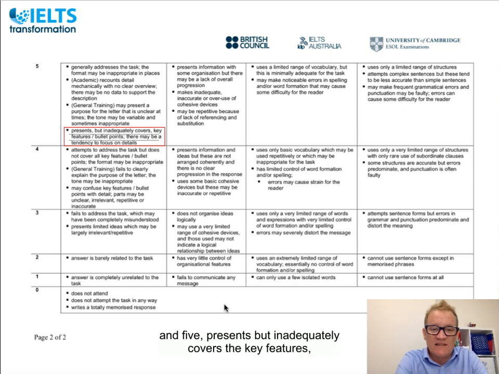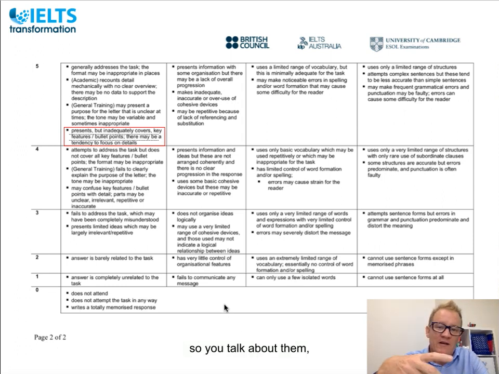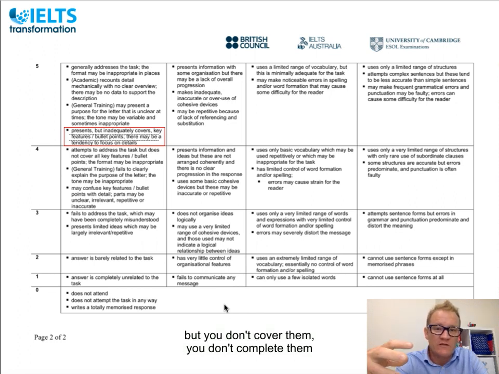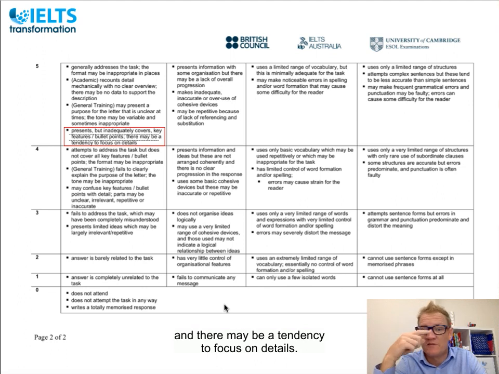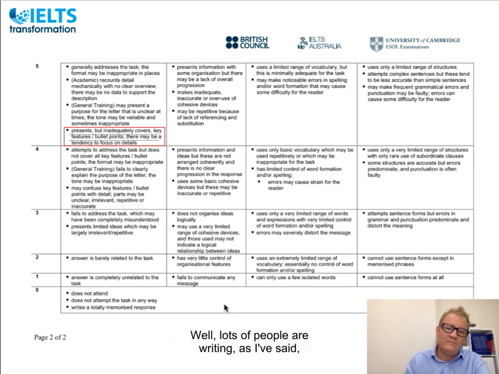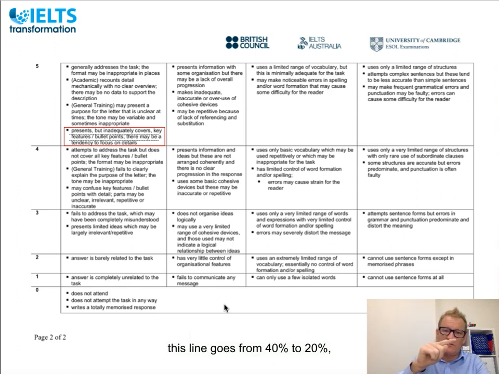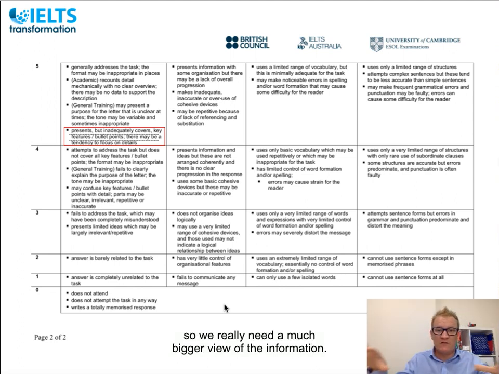Look, 5 presents but inadequately covers the key features. So you talk about them, but you don't cover them, you don't complete them. There may be a tendency to focus on details. Well, lots of people are writing, as I said, this line goes from 0% to 50%. This line goes from 40% to 20%. That's just focusing on details. So we really need a much bigger view of the information.